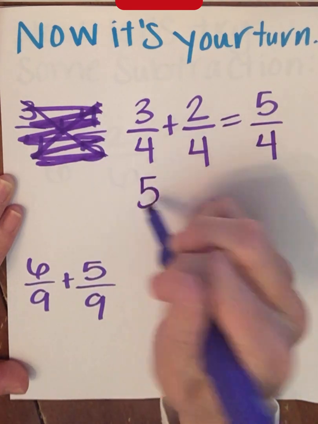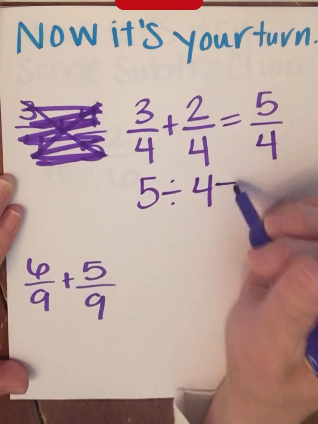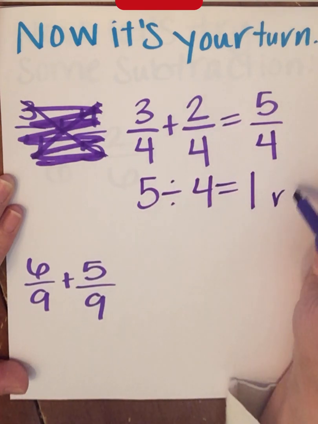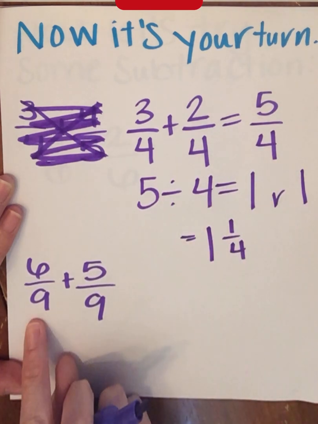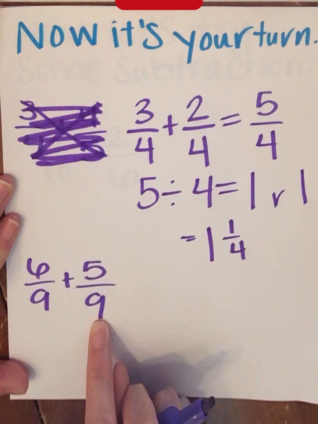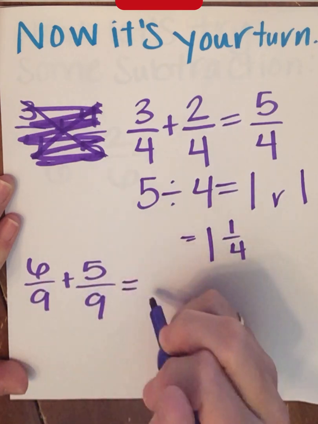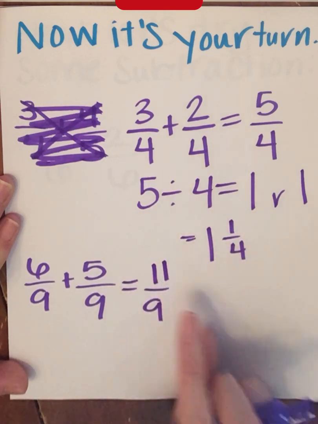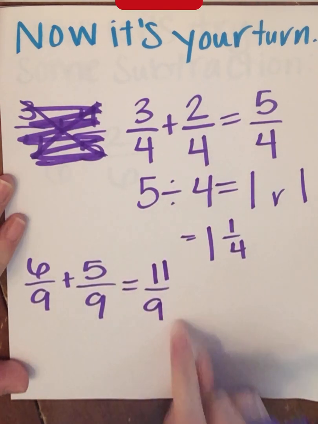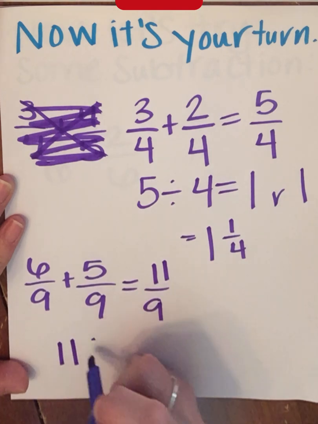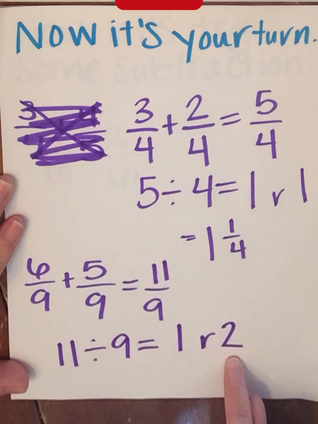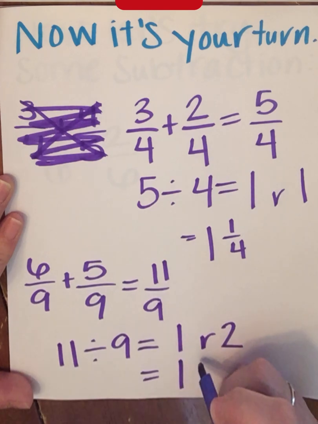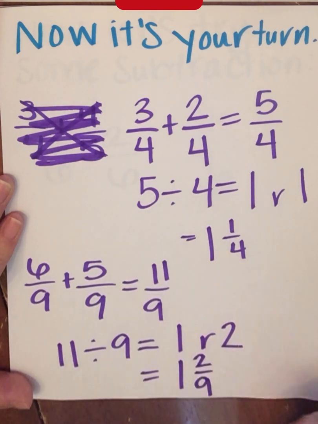Okay, 5 divided by 4 equals 1 with a remainder of 1, which gives me 1 and 1/4. Now let's look at this one, 6/9 plus 5/9. 6 plus 5 is 11, and I have 9 as my denominator because I don't change my denominator, okay? So if I do 11 divided by 9, actually gives me the answer of 1 with the remainder of 2. This remainder of 2 I can interpret as a fraction, which actually gives me the number of 1 and 2/9.